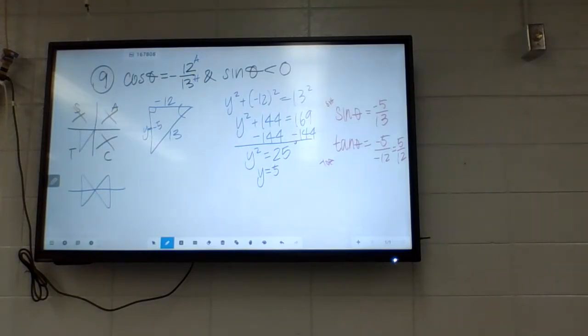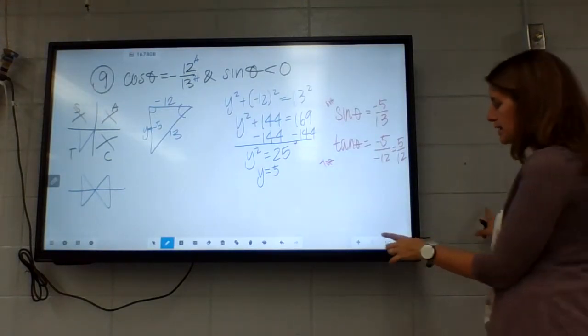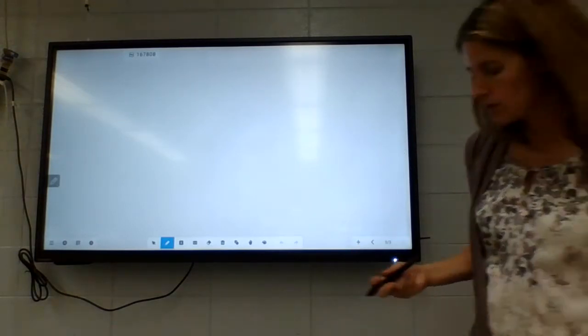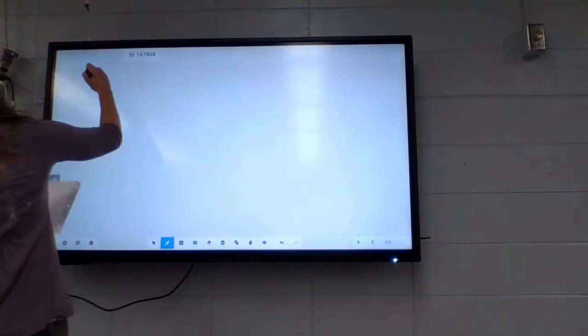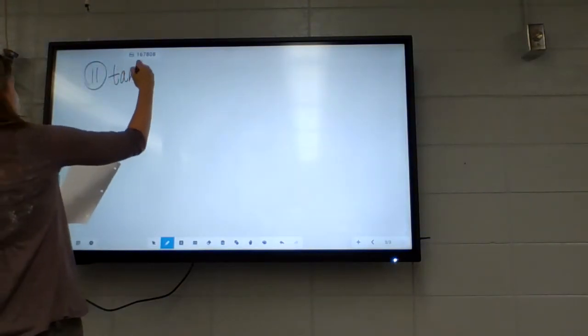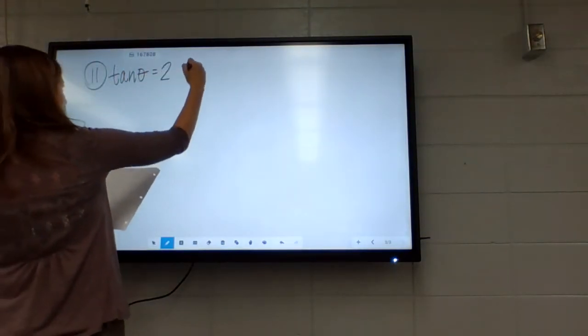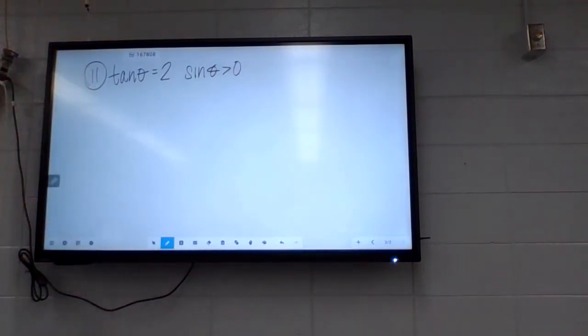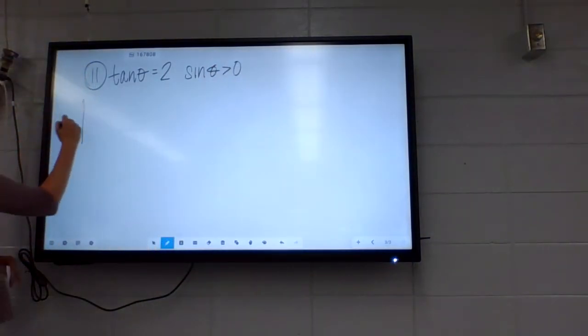Number 10 and 11 are similar, so if you struggled with 10, hopefully 11 will make a little more sense to you or help you out a little bit, but let me know if you still want some help with 10. Oops, I went a couple pages here. So number 11 says the tangent of theta is 2 and sine this time is positive. So the tangent's positive, the sine is positive, they're all positive.